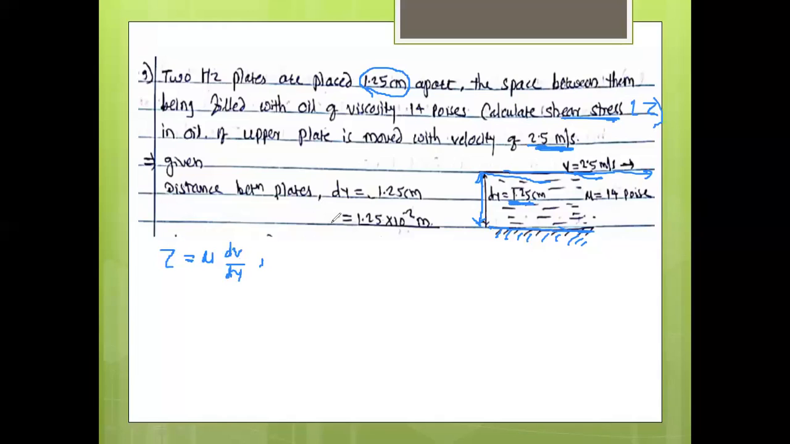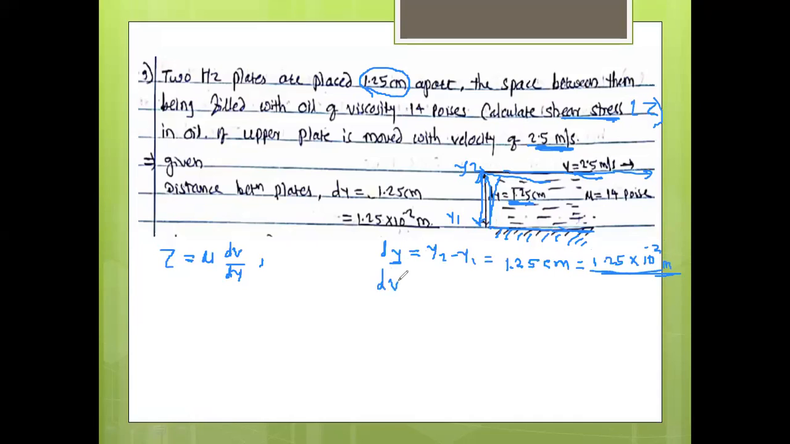First of all, write down the given things. They have given the distance between these two plates. Let us call this y2 and this y1. So dy is the difference between these two, the distance between the plates. y2 minus y1 will be equal to 1.25, so this is the value of dy in centimeter. Now convert this centimeter into meter: 1.25 into 10 to the power minus 2 meter.